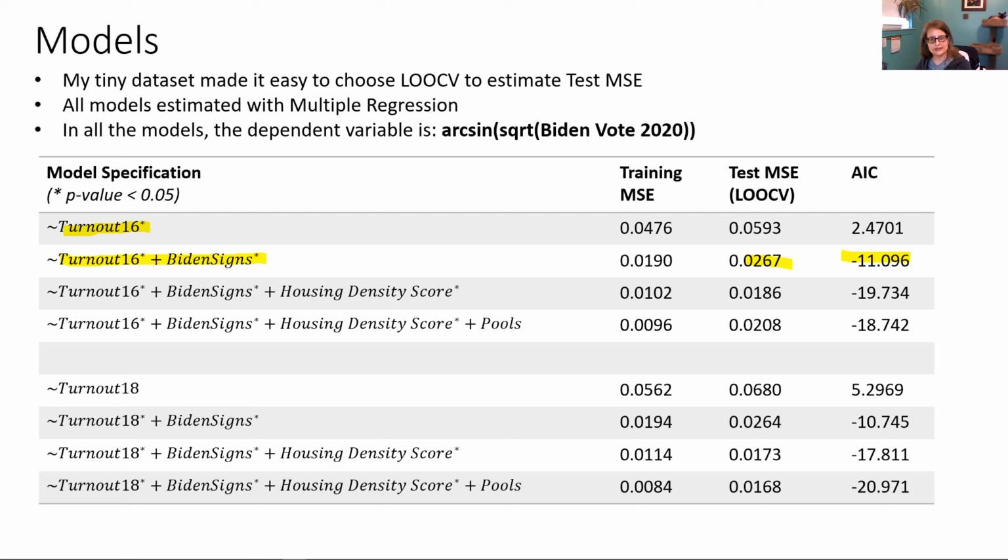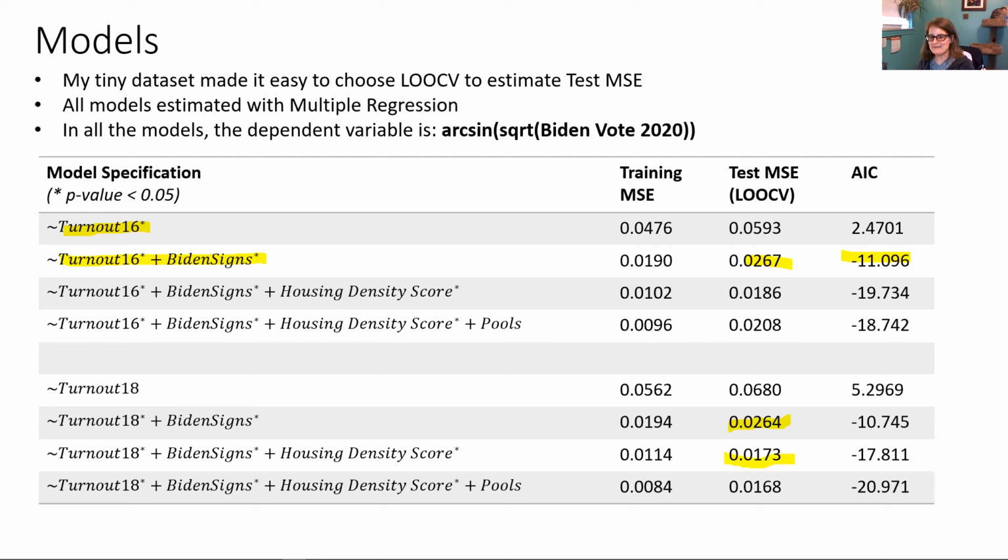Turning to the turnout in 2018 model, turnout in 2018 was not significant when it was included as the only predictor. When I put in Biden signs, it became significant. Test MSE went down, yay, right? Then I added housing density score, also significant. Test MSE went down again.